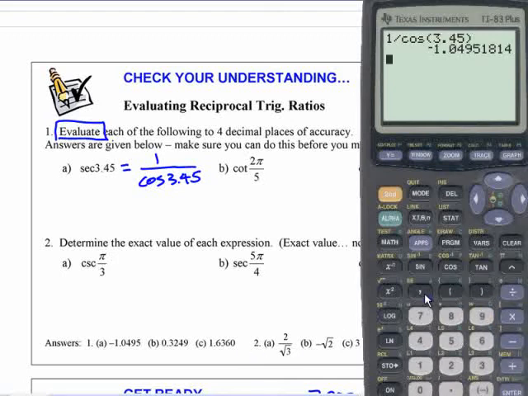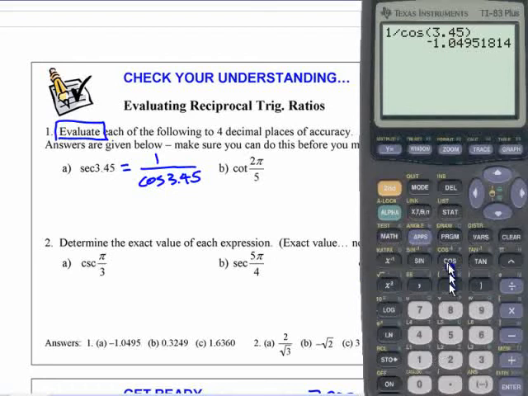Or you can do it in 2 steps, right? You can do cosine of 3.45. You can get the value of that. And then you can do 1 divided by that number. I'm just going to cheat and put answer here. Right? 1 divided by that number gives you the same thing.